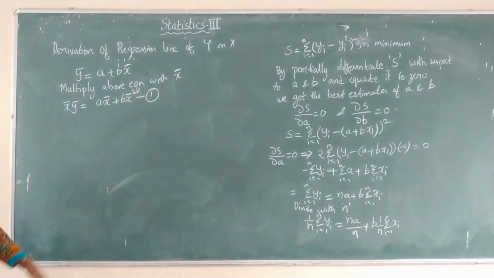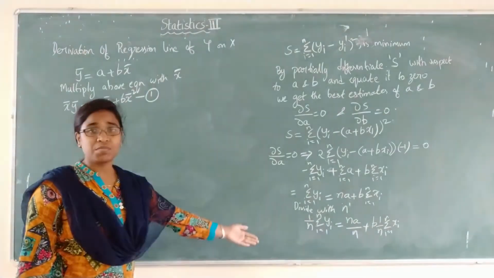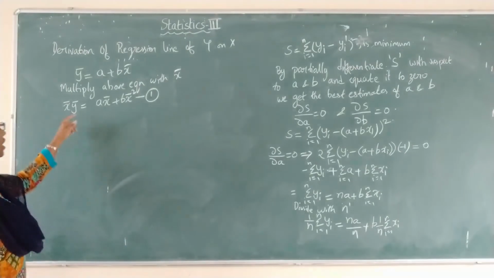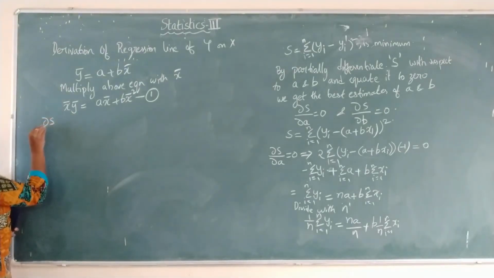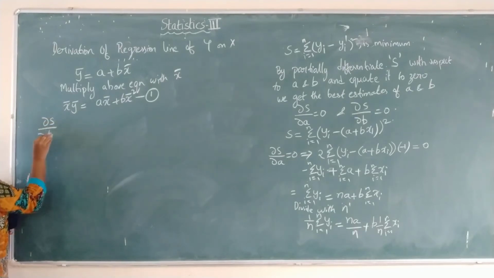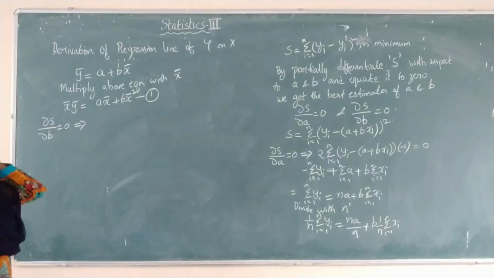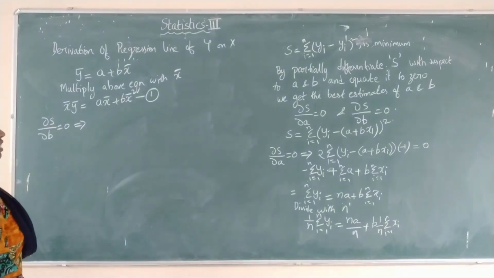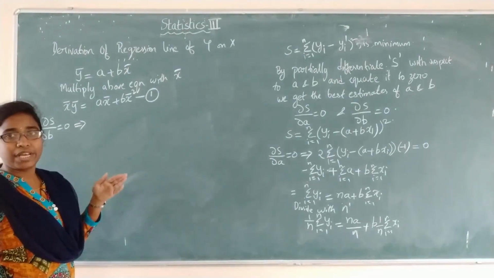So this is equation 1. Partially differentiating with respect to a is finished, and by doing some simplifications we got this equation. Next, to partially differentiate with respect to b, that is ∂S/∂b equals 0, where S equals summation (yi minus (a plus b xi)) whole square.